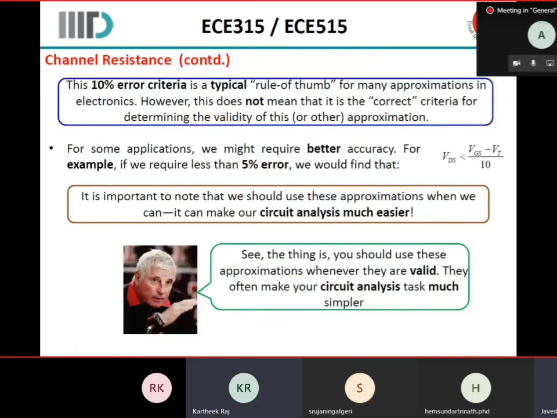Actually, I got disconnected from the call. So can you repeat this? What is the application of this, VDS should be less than 1/10 of this? This is typical. So you mean if you want to bias in triode region, we'll use this? Yes, typically that's where you use. If you want a resistive-like action or you want to bias in triode region, this is how you do it.